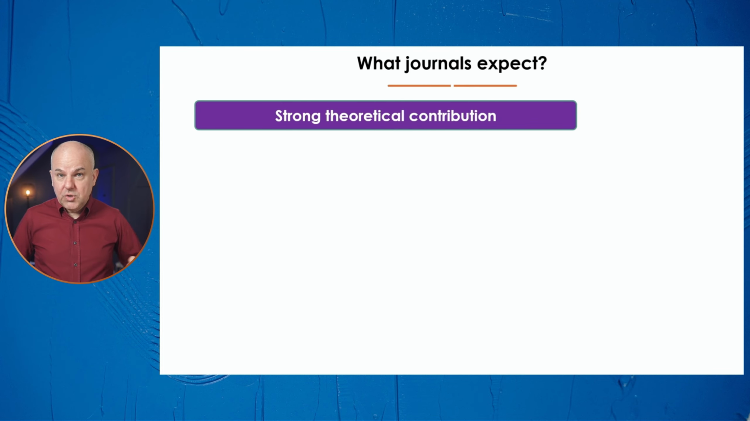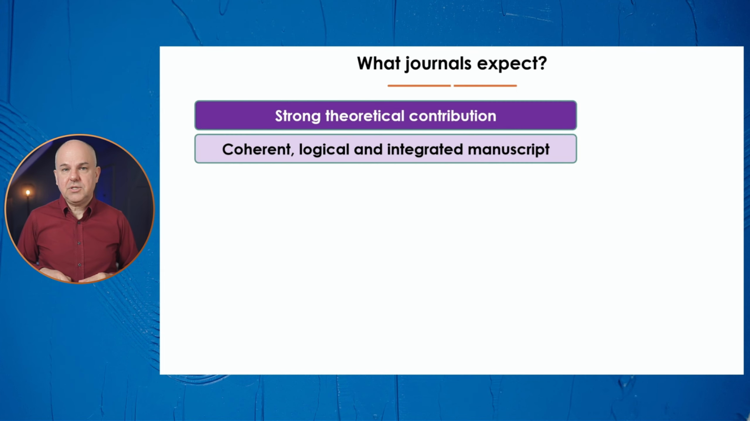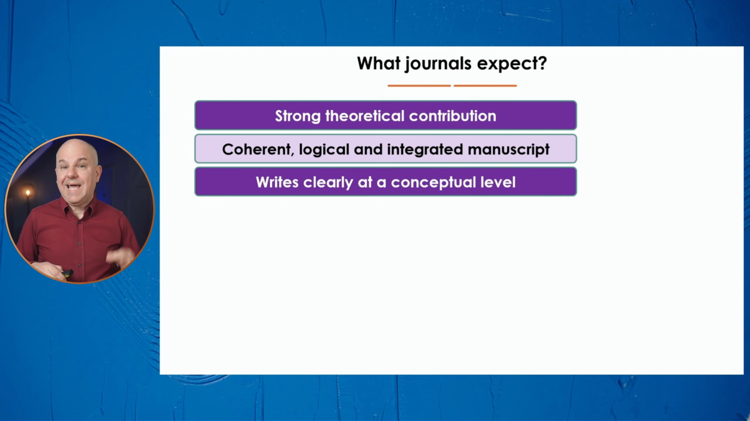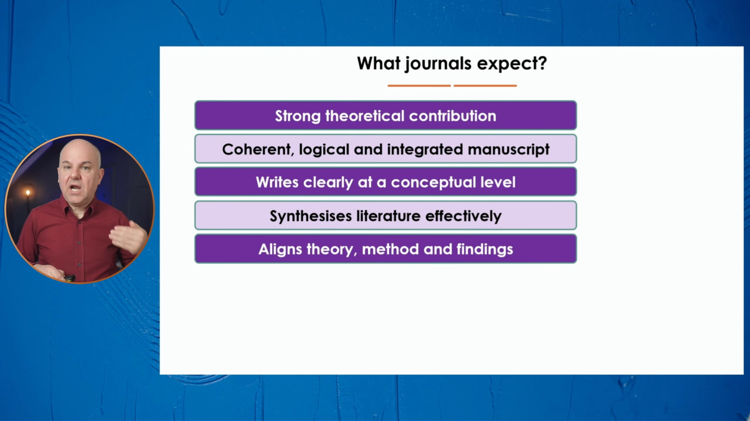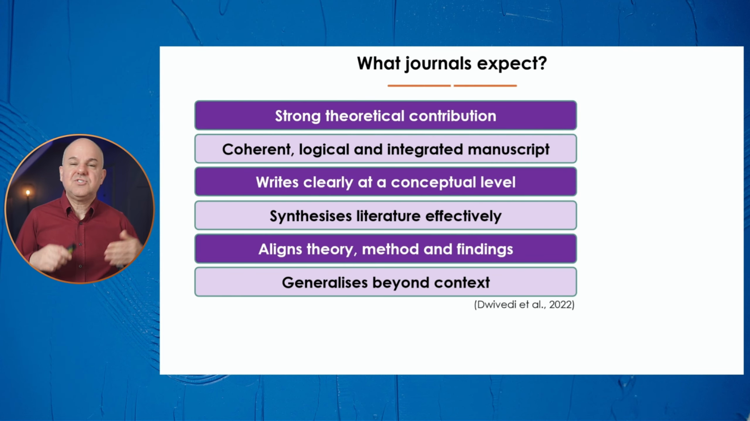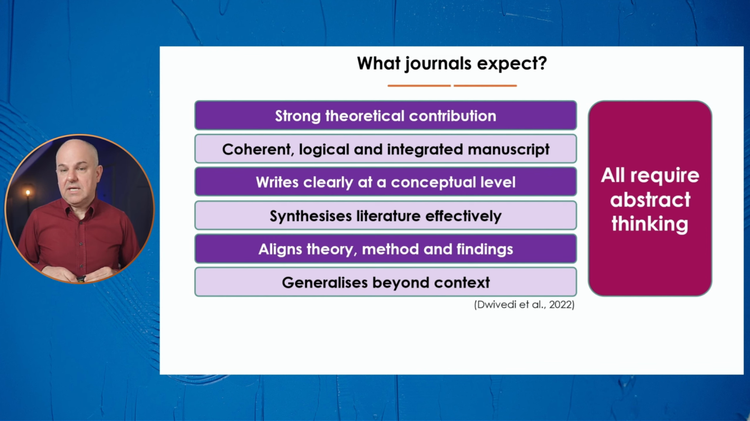We can also look at what journals expect. So if you are a PhD student submitting papers, or more importantly, an established academic submitting your papers and wanting to get your papers accepted in the best journals, this is what journals expect. Strong theoretical contribution, coherent, logical, and integrated manuscript, writes clearly at a conceptual level, synthesizes literature effectively, aligns theory, method, and findings, generalizes beyond context. All these require abstract thinking.